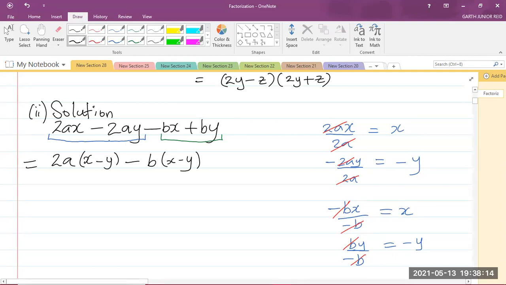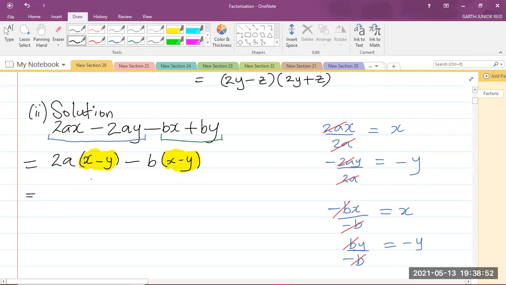Whenever you're doing this type of factorization, we normally call this factorization by grouping the terms. Anything that is in this bracket, x minus y in this case, must also appear in this bracket, x minus y. If you did the factorization and whatever is in this bracket is not equal to the other bracket, then it means that you have done something wrong. Okay, good. Let's now continue.